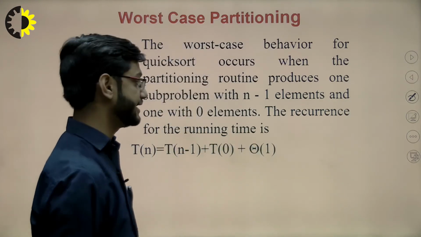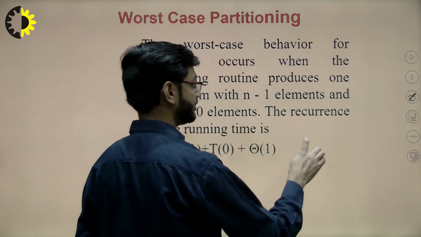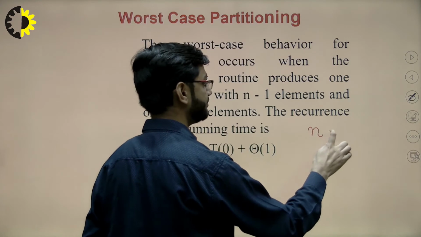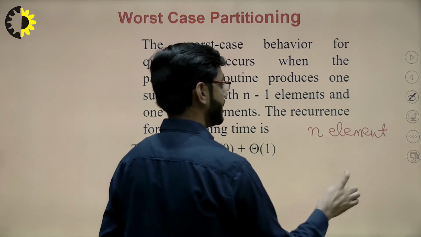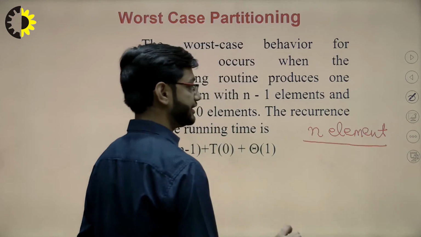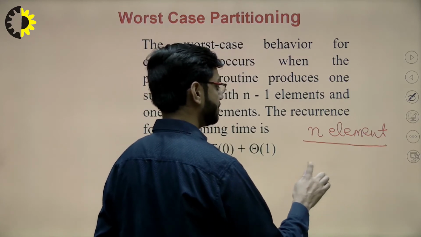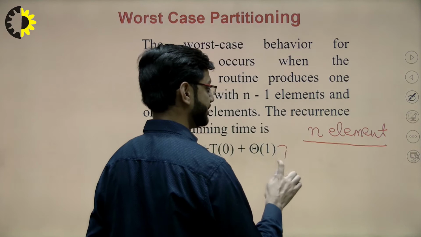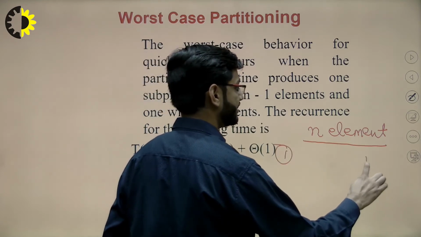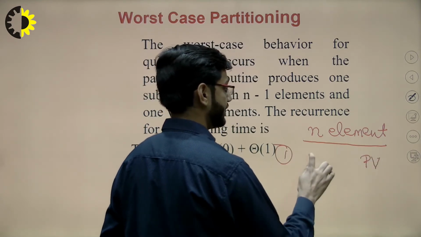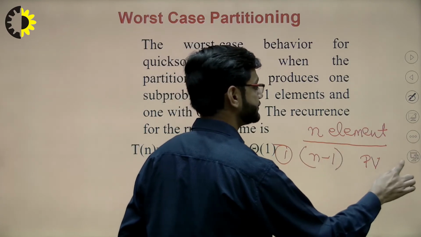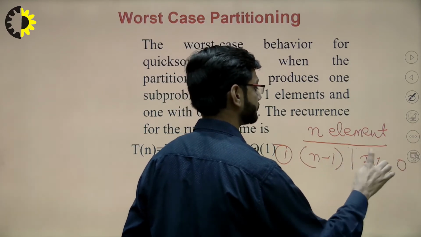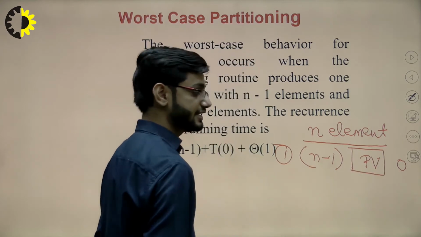See the worst case. Suppose there are n elements in an array, and after the partitioning, there can be two possibilities. The first possibility is the pivot element, with n minus 1 elements on one side and 0 elements on the other. This is the first case.